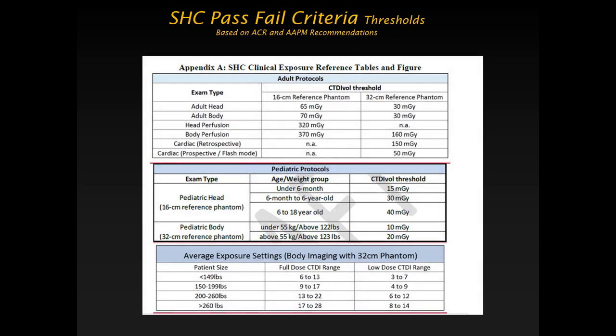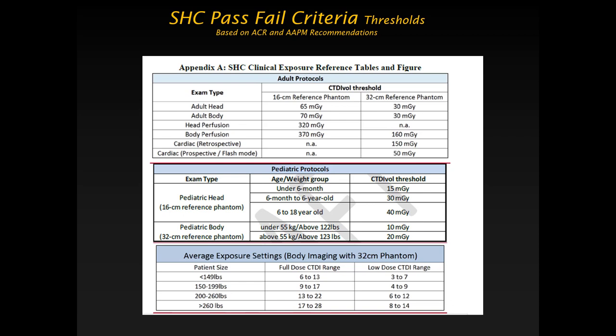And so we also have these pass-fail criteria thresholds that we have posted in all of our scanners. For adult protocols, we can say don't go above 65 milligray for a 16 centimeter phantom or 30 milligray for a 32 centimeter phantom for adult head exam types, adult body as well. We have a 16 centimeter phantom, a 32 centimeter phantom, perfusion studies. We have some pediatrics. And then we also have average exposure settings, which we use to best help people identify what the exposure should be.